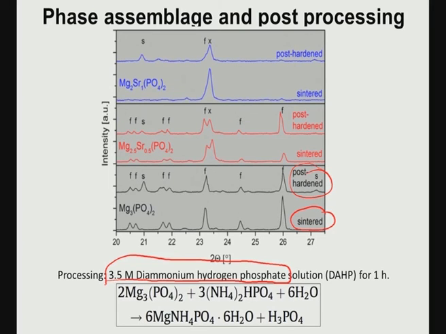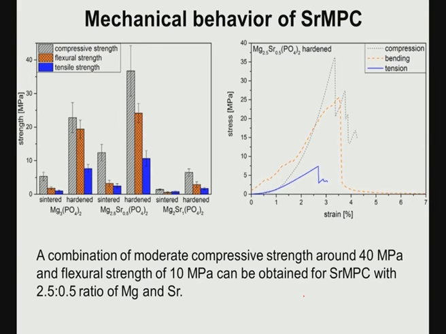Once you immerse the scaffold for 1 hour, you do X-ray diffraction and look at whatever phases are forming, that is the struvite phase, and what reaction is taking place during the chemical conversion. Your magnesium phosphate will react with diammonium hydrogen phosphate and give MgNH4PO4·6H2O, that is the reaction product. Now, depending on whether you are doing sintering or post hardening, you get different strength properties.